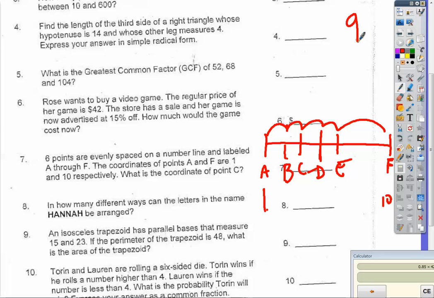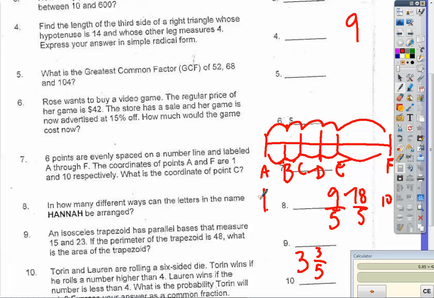And we have how many spaces? 1, 2, 3, 4, 5, right? So 9 divided by 5. So each one is 9 fifths. So then we have 2 spaces, so 2 times that is 18 over 5. So 18 over 5 is equal to 3 and 3 fifths. Now, here's the trick.